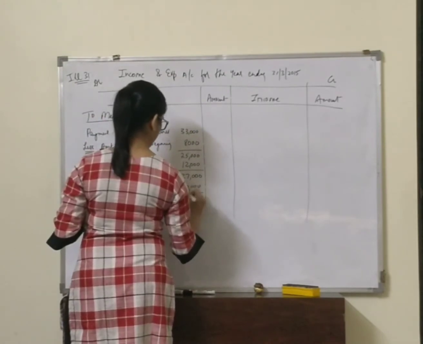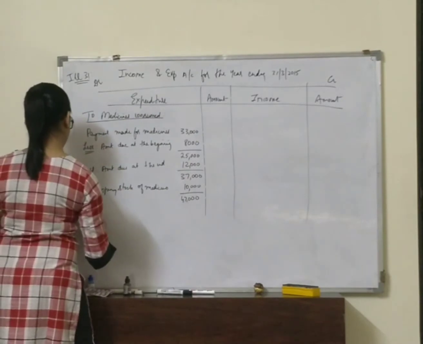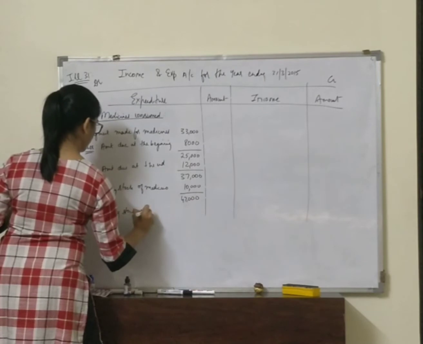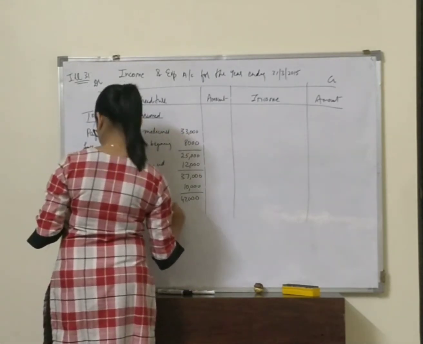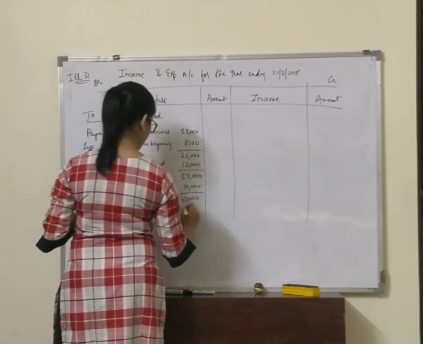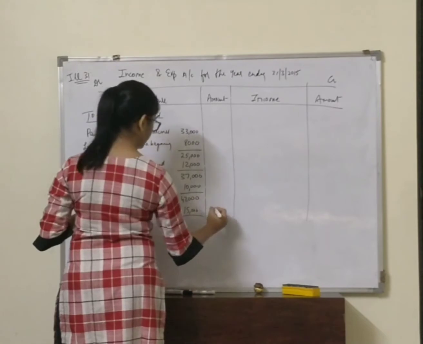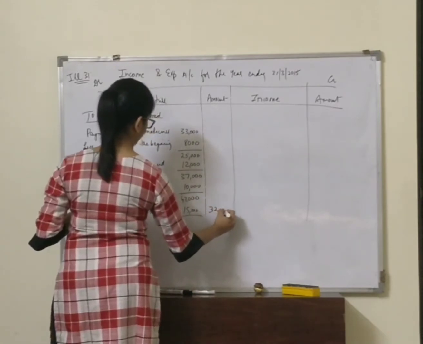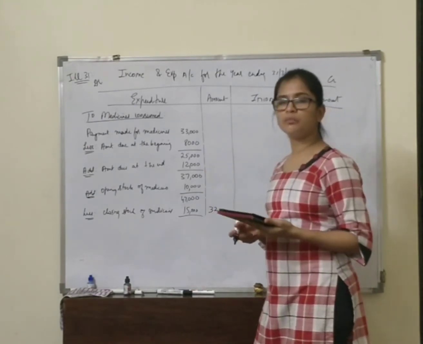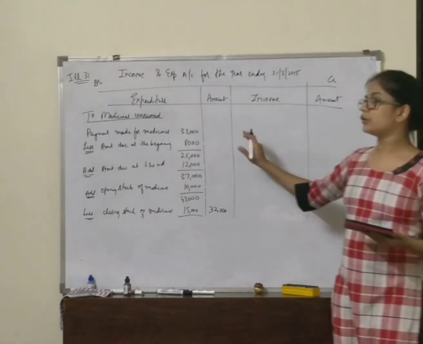10,000. We get 47,000 and deduct closing stock of medicines, that is 15,000. We get 32,000. This is the same way we had worked out small problems on cost of consumable goods. So I hope you are clear.